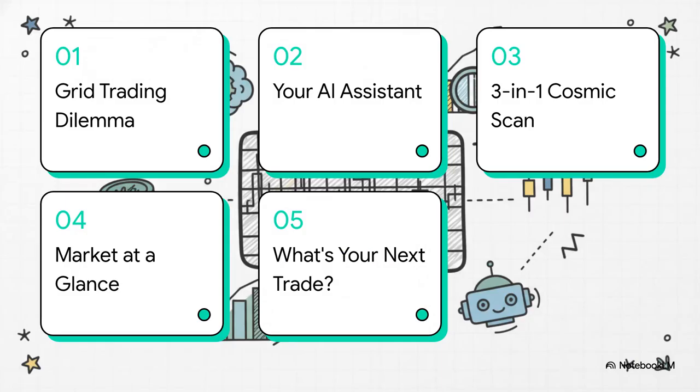So, here's our game plan. First, we'll talk about the big dilemma every grid trader faces. Then, we'll meet the AI assistant built to fix it. We're going to explore its super cool cosmic scan feature, see how you can get a quick look at the whole market, and wrap things up by asking, what does this all mean for your next trade?